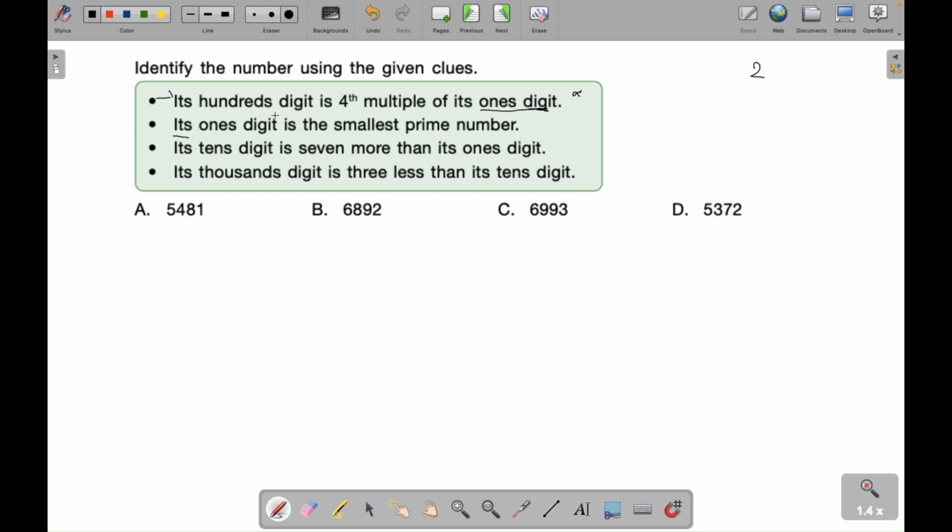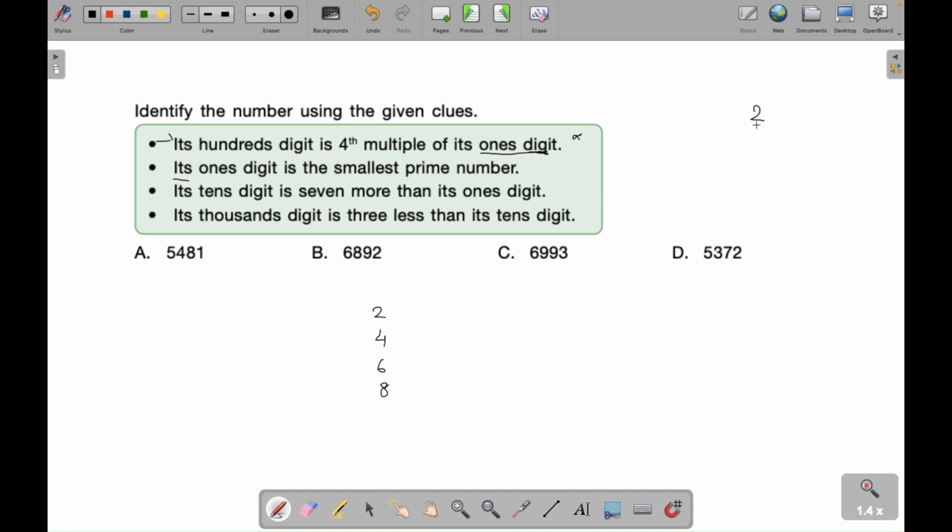Once we know the ones digit, we can go back to the first clue. It says the hundreds digit is the fourth multiple of its ones digit. So what is the fourth multiple of the ones digit, which is 2? The first multiple will be 2, second multiple will be 4, third multiple will be 6, and fourth multiple will be 8, right? So this is ones, tens we don't know, hundreds we now know it is 8.